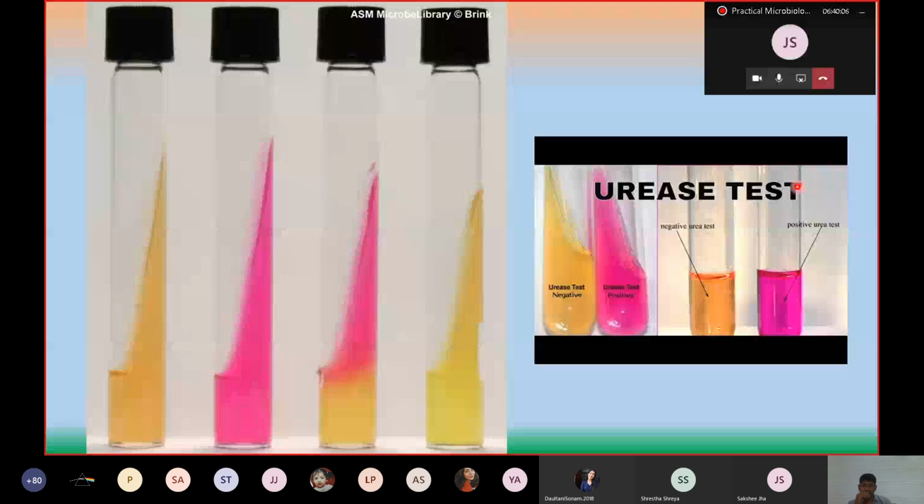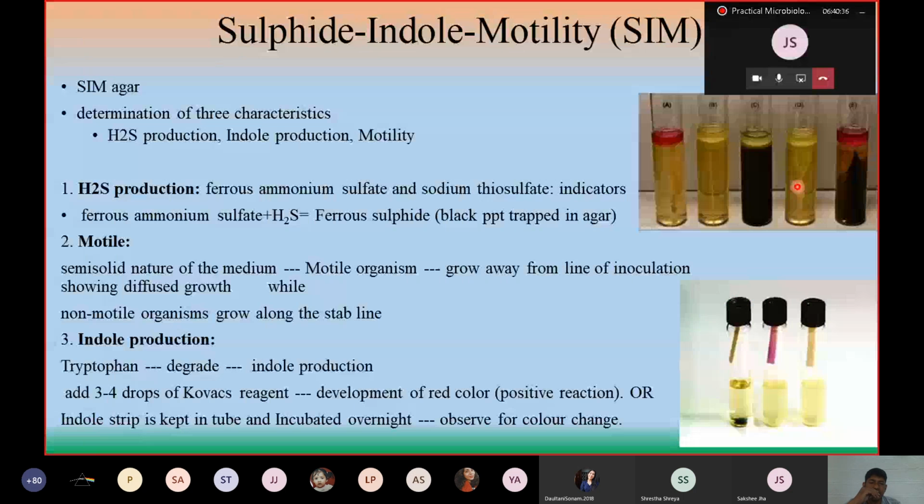Sulfide indole motility. This is the test for sulfide, H2S production, the indole enzyme tryptophanase, and motility, whether the organism is motile or not. The medium we call SIM agar, sulfide indole motility, that is the SIM. Here the three things are checked: H2S production, indole production, and motility.